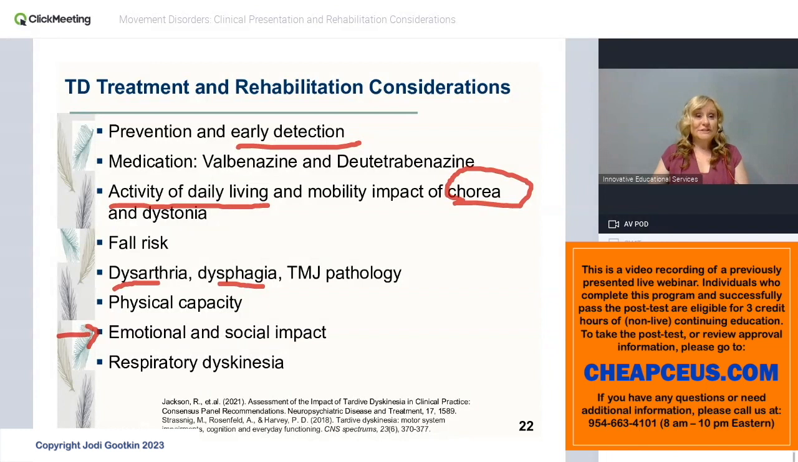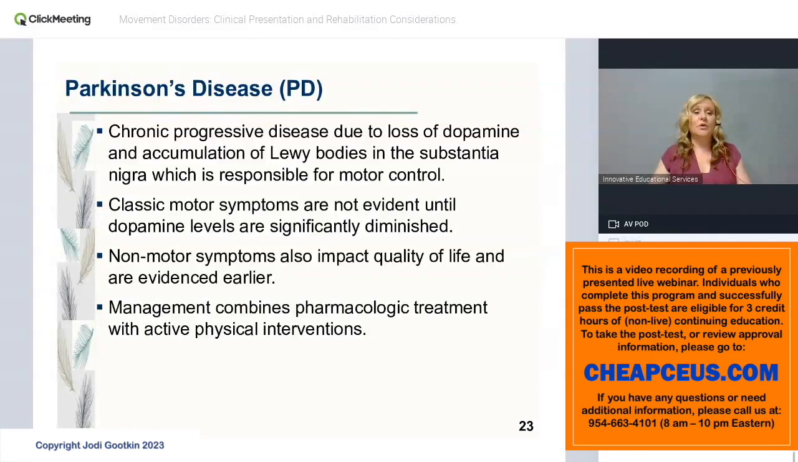That is our first condition, tardive dyskinesia. Our next condition that we're going to discuss is Parkinson's disease, which is probably where you thought I was going to start. We know a lot already about Parkinson's disease, so some of what I discuss may be a review or reinforcement of what you're already aware of.